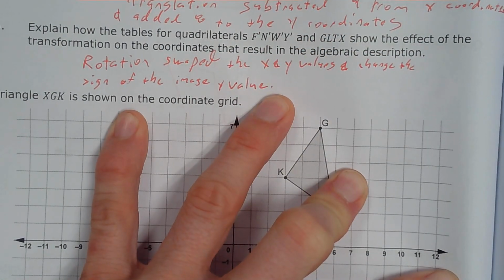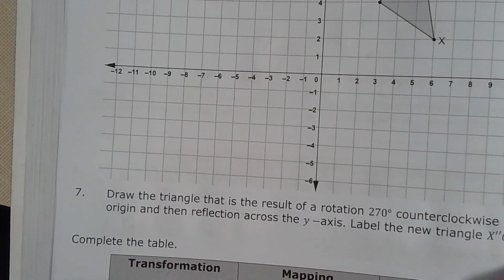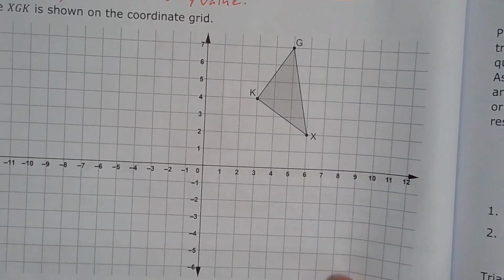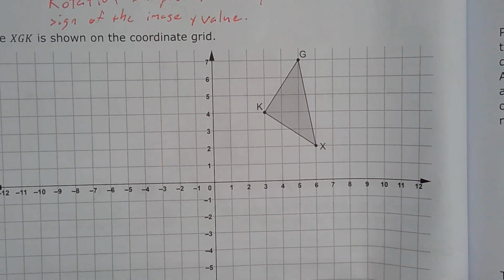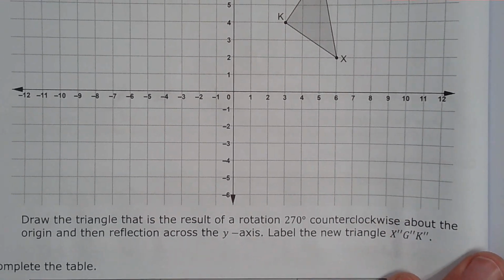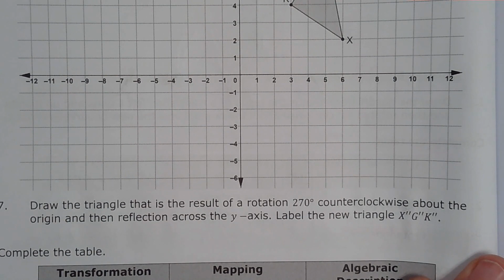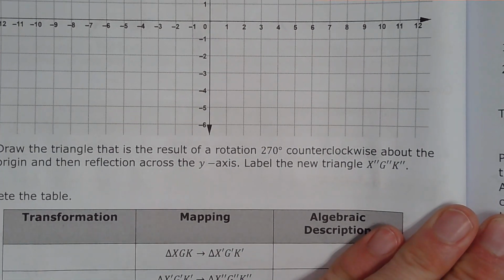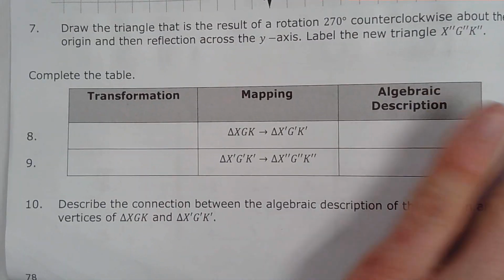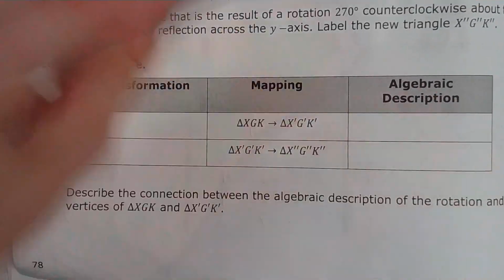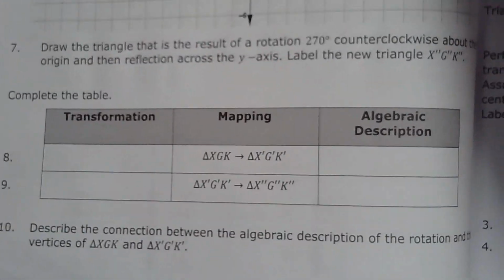Okay. All right, so now it says we have this triangle XGK shown on the grid. Draw a triangle at a rotation of 270 degrees, and then reflection. Okay, so again, this is the same thing that happened last time, the same process as we did last time. Let me adjust my camera a little bit.